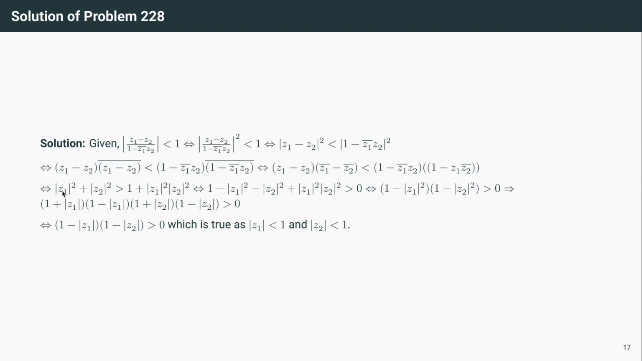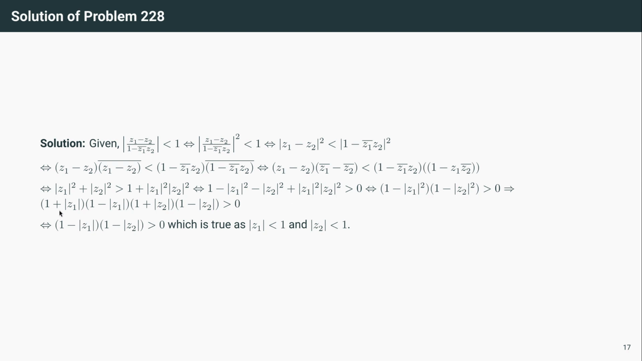All right. Now we take mod z1 square mod z2 square to the right side. Then it becomes 1 minus mod z1 square minus mod z2 square plus mod z1 square mod z2 square greater than 0. Now this makes sense because this is less than 0. This would be greater than 0. Now from this we have 1 minus mod z1 square into 1 minus mod z2 square greater than 0. Now we split this.